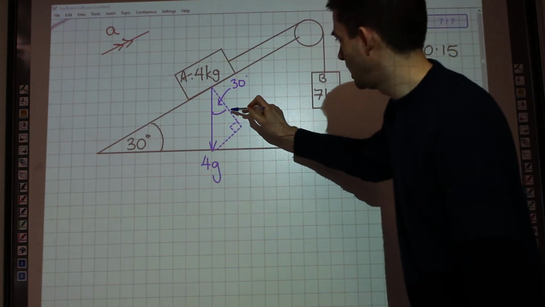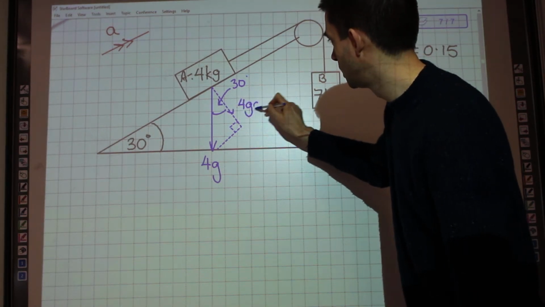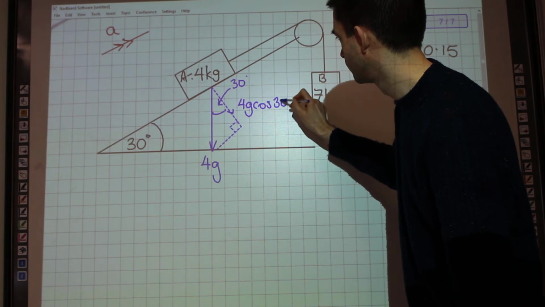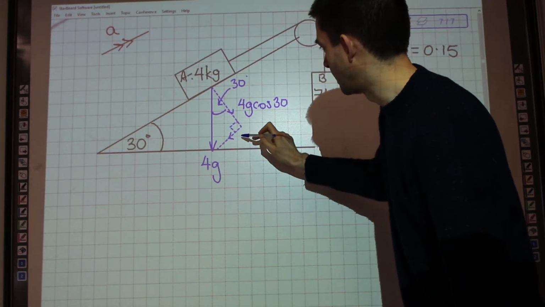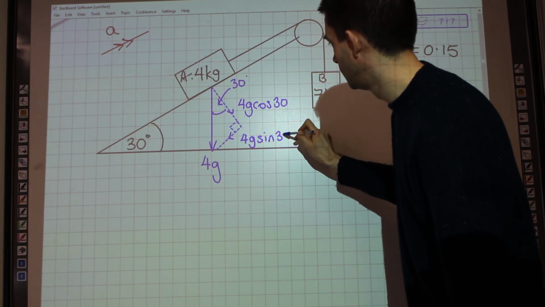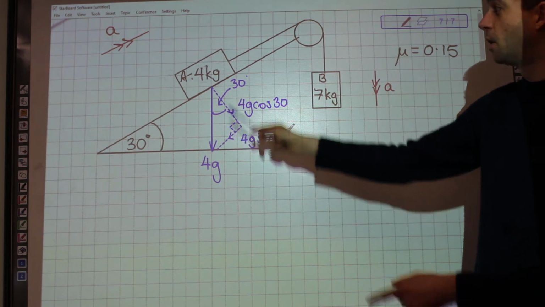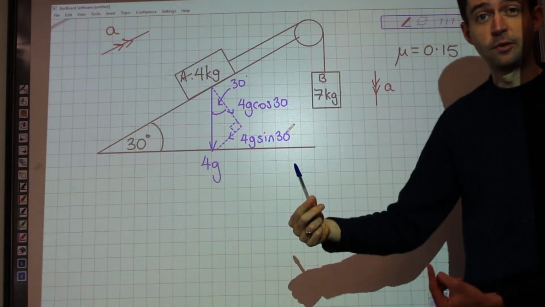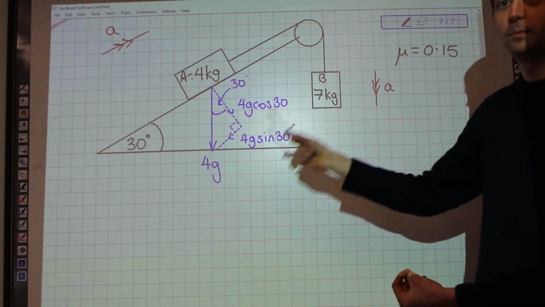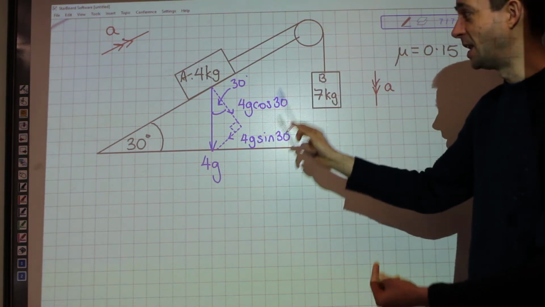That this force here acting perpendicular to the slope is going to be 4g cos 30, and that this force here acting parallel to the slope is 4g sine 30. Now that is the parallel component of A's weight, and if you remember from the first video I said that is the one that people always forget to think about. So avoid that by labelling it first.